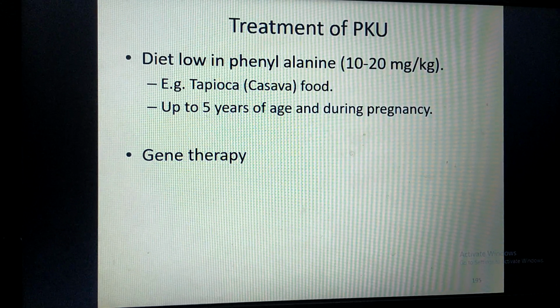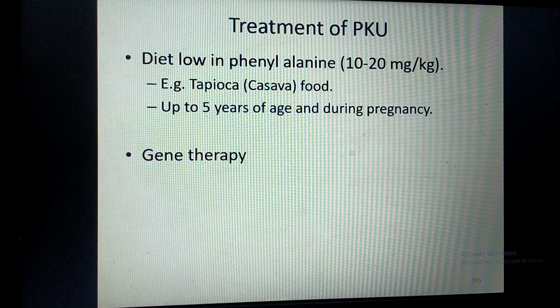Treatment of phenylketonuria. As the main culprit in this case is increased levels of phenylalanine and its metabolites.